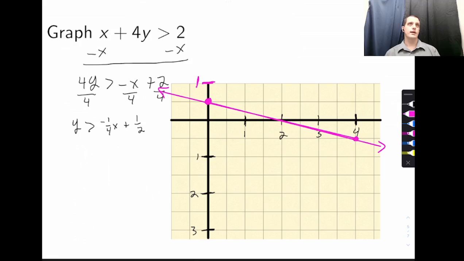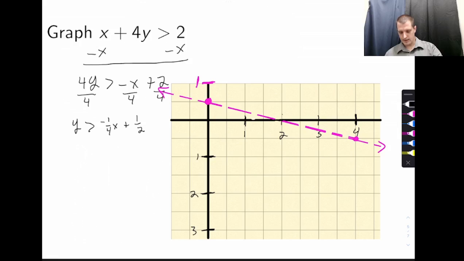All right. The first thing I need to point out is that we have the greater than sign, but there's no equals to. So we actually need to make this a dashed line. I'm going to put little dashes in our line, so that we can see there are actually holes in this line. It's not a solid line. It's not going on forever and ever and ever.